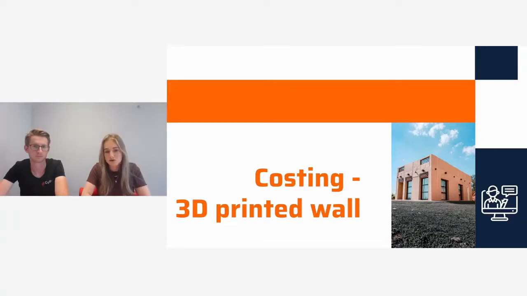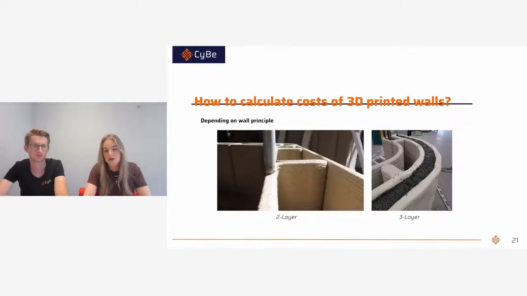So now you know how to calculate the direct building costs of a building, and the next step is to zoom in on how to calculate the costs of a 3D printed wall. And this all starts by calculating the amount of material that is required for the walls. So the first step herein is determining the layer system you will be using for the project. This is something that usually depends on the local requirements for insulation and the structural strength.